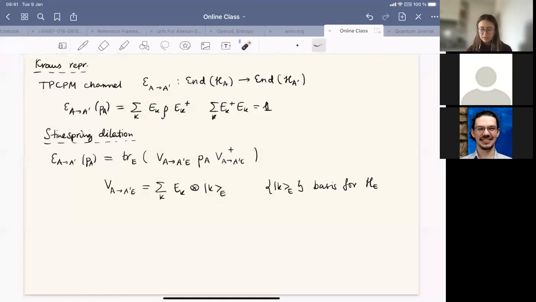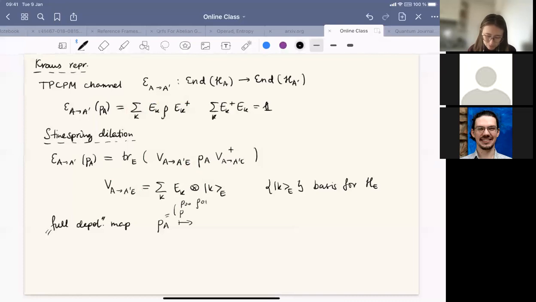And in the lecture, you've already seen this channel for the CNOT, where you trace out the control qubit and just leave the qubit on which the action is controlled, and then you get the so-called full depolarization map. The full depolarization map would be the map that maps any density matrix rho A to just its diagonal elements. So basically, if the density matrix rho A is written as rho 0,0, rho 0,1, rho 1,0, rho 1,1, then after applying this map, everything we're left with is rho 0,0 and rho 1,1. And the other ones are 0.